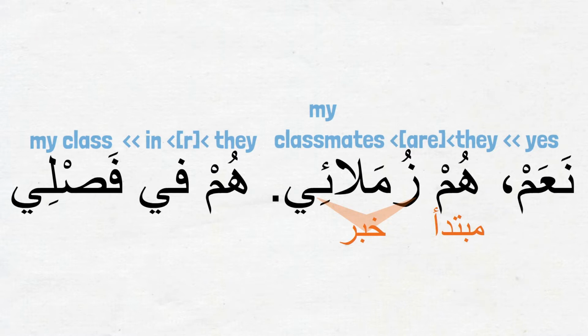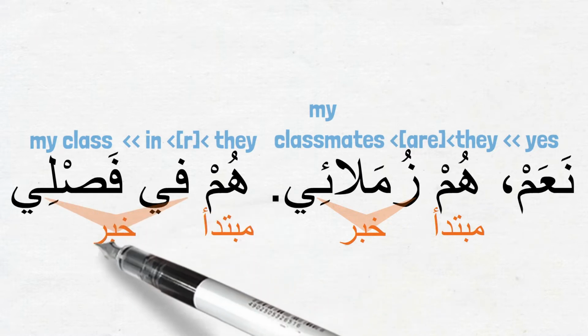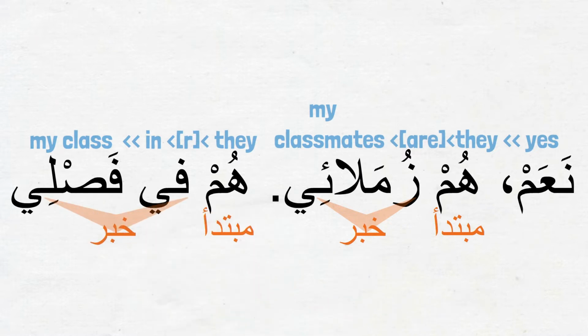In the next اسمية sentence, هم is again the مبتدا. What do you think is the خبر? It is جار مجرور في فصلي without the ياء المتكلم. في is حرف جر, فصلي is اسم مجرور وهو مضاف, and ياء المتكلم is مضاف إليه. So في فصلي is شبه جملة type خبر.